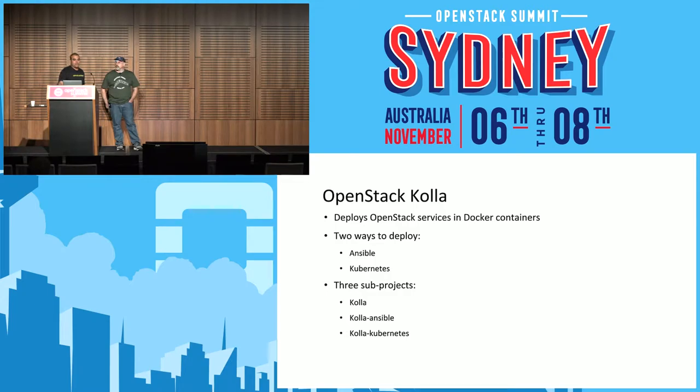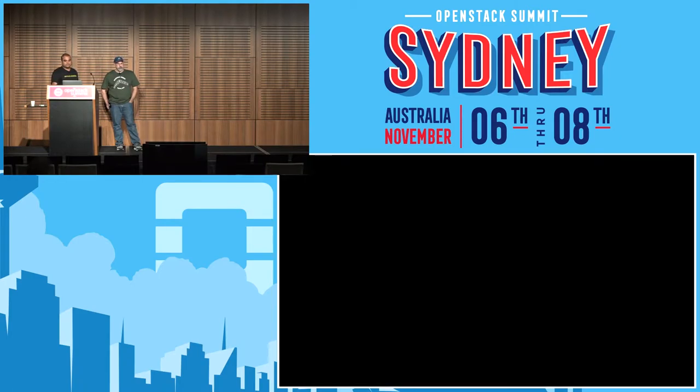And there are three sub-projects in Kolla. Kolla, Kolla Ansible, and Kolla Kubernetes. So Kolla is the main repo that has the Docker files for all the containerized services. Kolla Ansible has the Ansible and Jinja templates to deploy the containers in the Kolla project. And then Kolla Kubernetes has the Kubernetes orchestration, like Helm charts and jobs, to deploy the containers on Kubernetes.